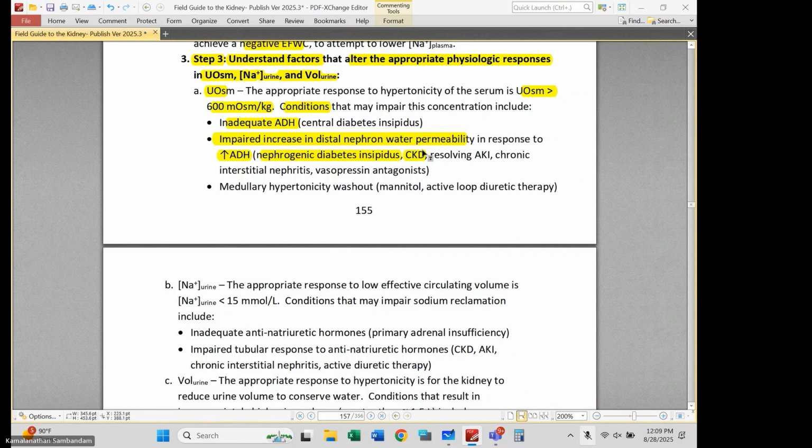CKD, we say that urine osmolality in patients with moderate to severe CKD is isostenuric, meaning it is neither dilute nor concentrated. And so even though ADH may be sky high, a urine osmolality may be somewhere around 300 in a CKD patient. Resolving AKI, similar story. Chronic interstitial nephritis would be a scenario in which you might predict ADH responsiveness is impaired. And then, of course, if somebody's receiving a vasopressin antagonist of some sort.